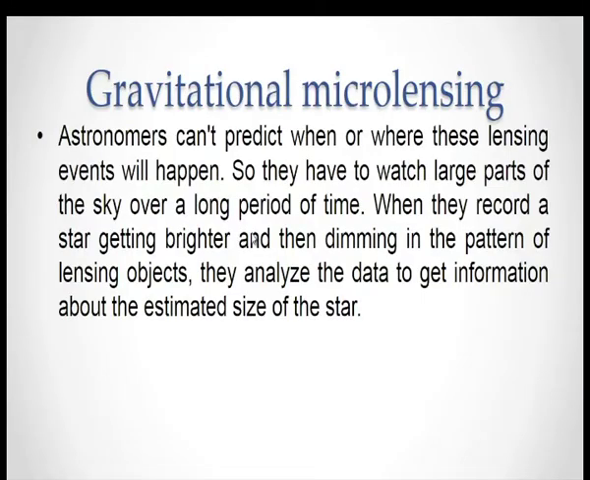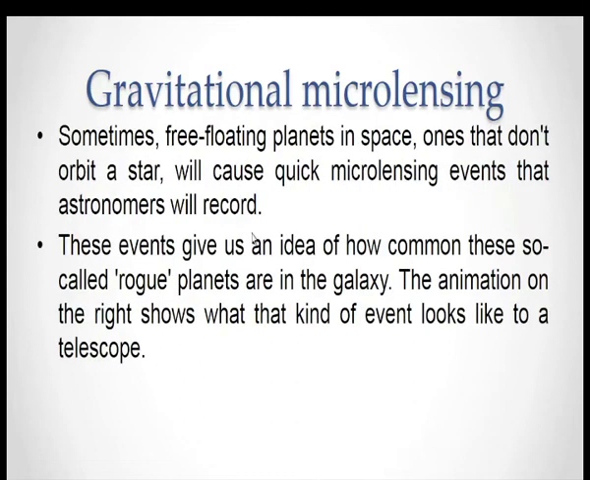But astronomers have to search different regions of space for this brightening and dimming process. Astronomers cannot predict when or where these lensing events will happen. So they have to watch large parts of the sky over a long period of time. When they record a star getting brighter and then dimming in the pattern of lensing objects, they analyze the data to get information about the estimated size of the star.